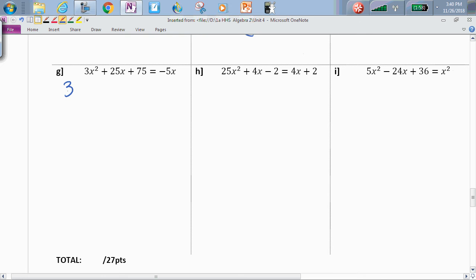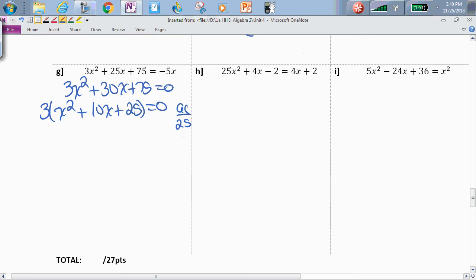Okay, let's move this over. X squared equals 0. Now I can actually take out a 3 to make this a smaller problem. X squared plus 10x plus 25 equals 0. Then my AC is 25, and my two numbers are going to be 5 and 5, which actually means this is a perfect square trinomial, so it's going to be x plus 5 all squared.